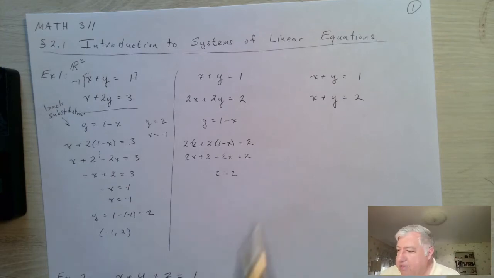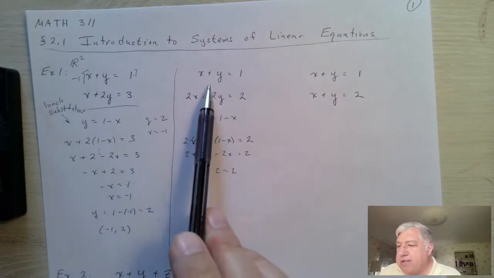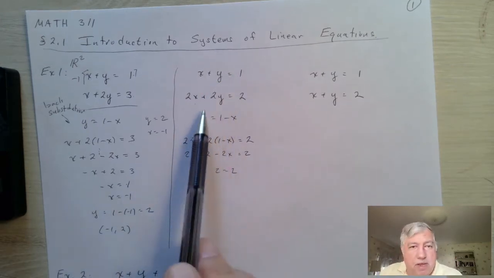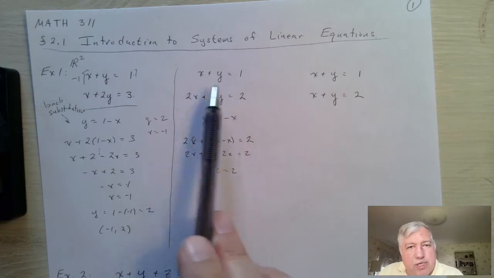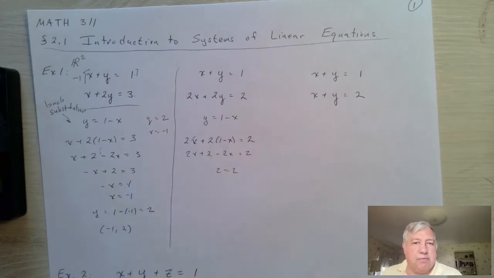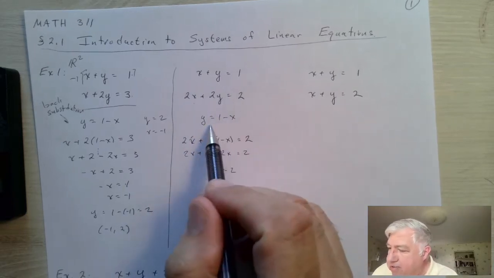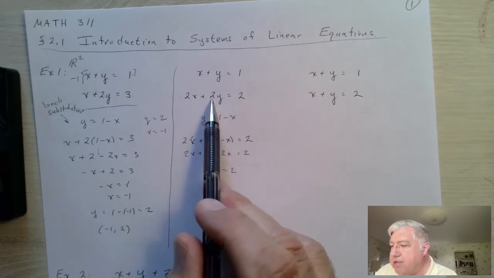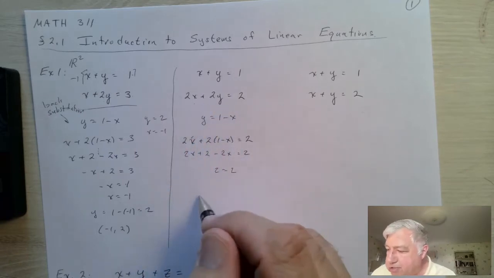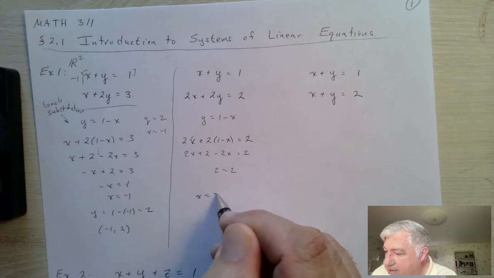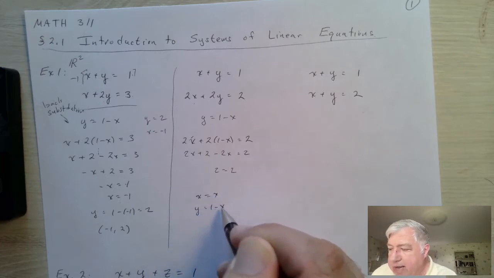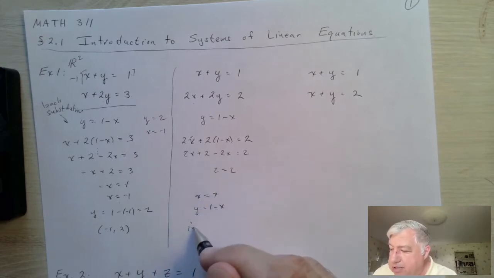But in fact, it does, because I think you can see that one equation is a multiple of the other. So these two equations really describe the same line. This is a case where there are going to be infinitely many solutions, where x can be anything we want, and y is just going to be 1 minus x.